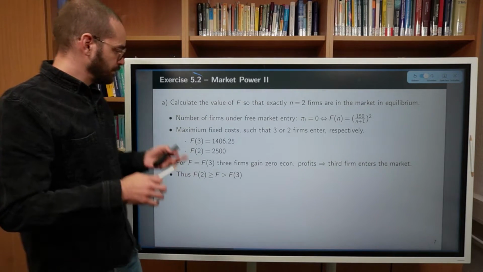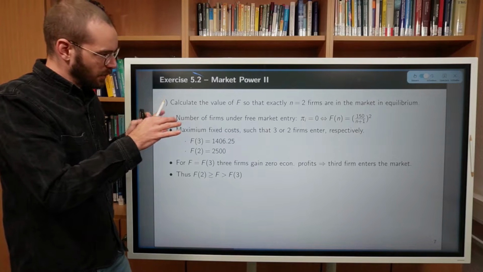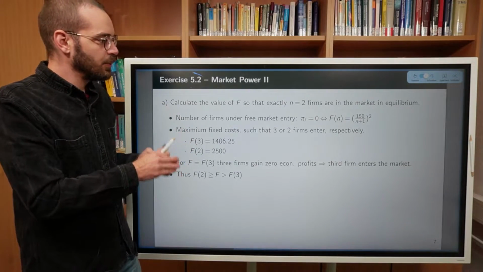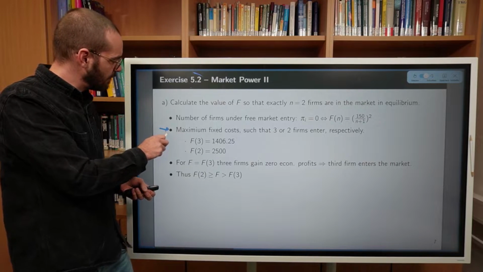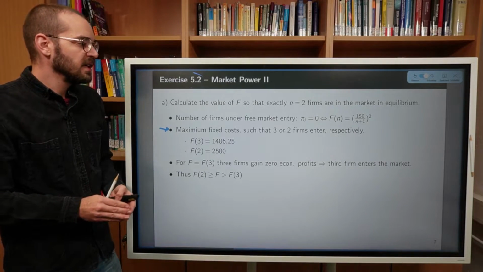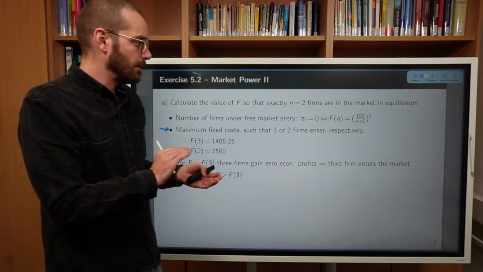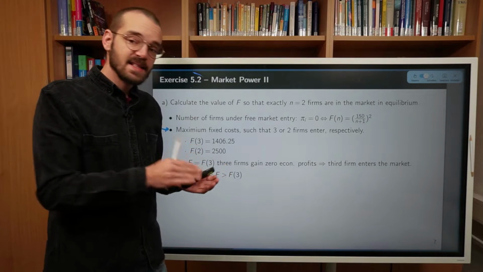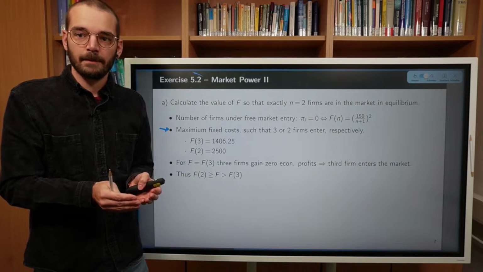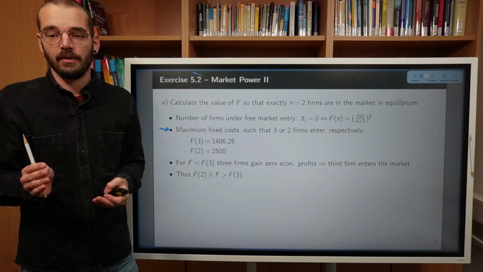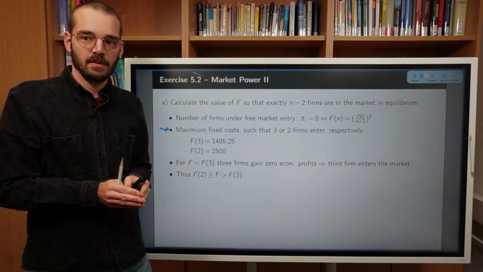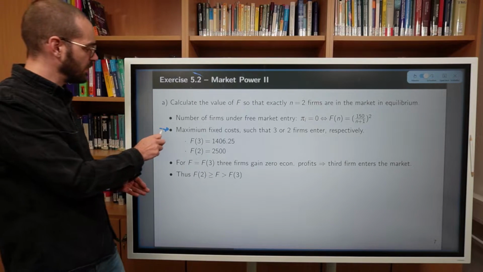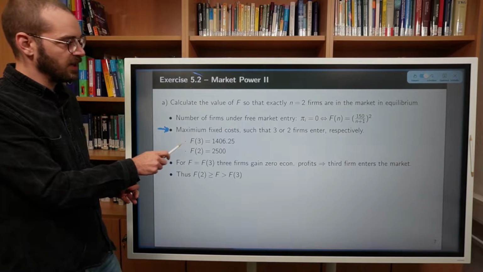Okay, so with this formula we can then move forward and find the amount of fixed costs such that there are less than 3 firms, but at least 2 firms, all right? And that is conceptually what is written in the second bullet point, okay?